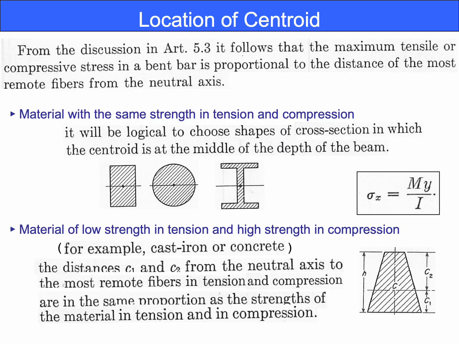So I would like to leave a question. If the bending moment is fixed, which would you rather reduce, C1 or C2, to protect a material weak in tension, and why?